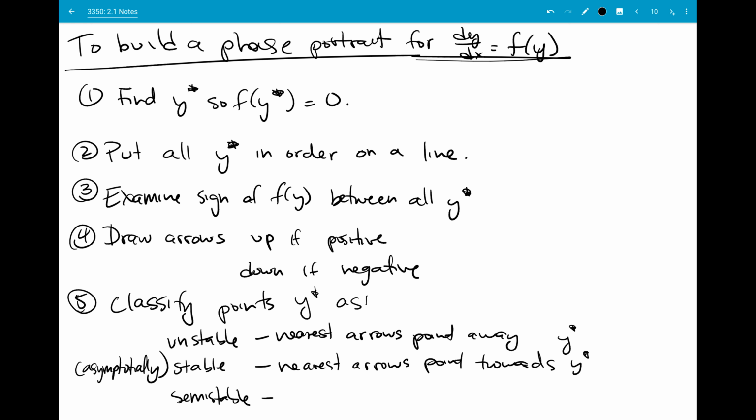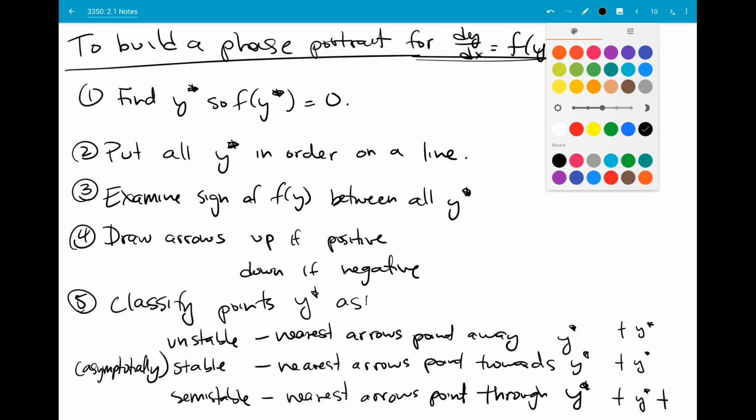And then semi-stable is going to be if nearest arrows point through. So both away and towards. And I'm going to draw here pictures of what I mean by that. And they will become more clear when we have done a couple of examples.